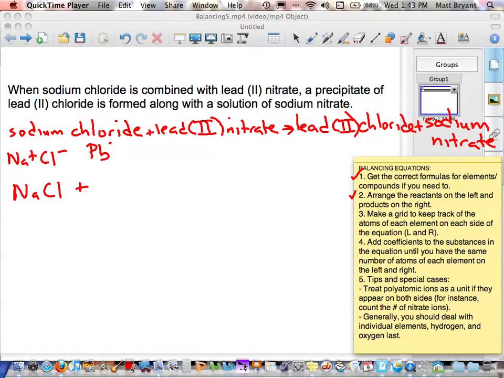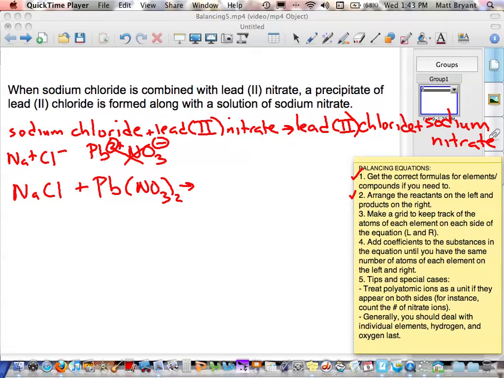So lead 2 means that lead has a charge of positive 2, and nitrate is NO3 with a charge of negative 1. Again, if you didn't know that, you could look it up. So we crisscross, we run these down, and Pb(NO3)2 is the correct formula. So that's the left side.